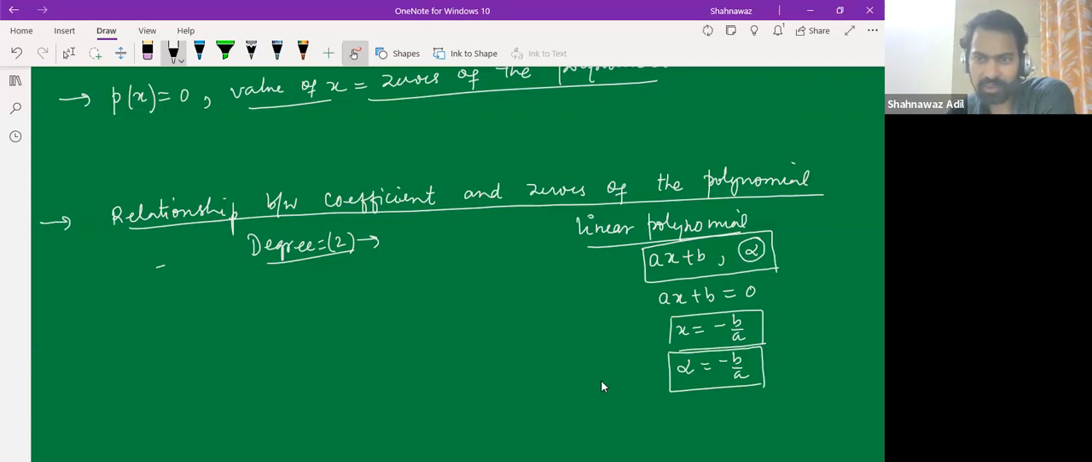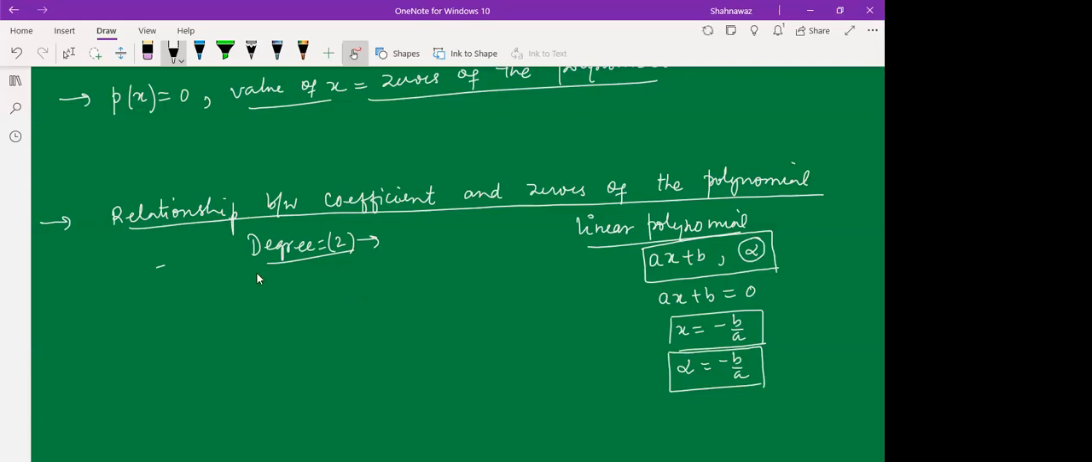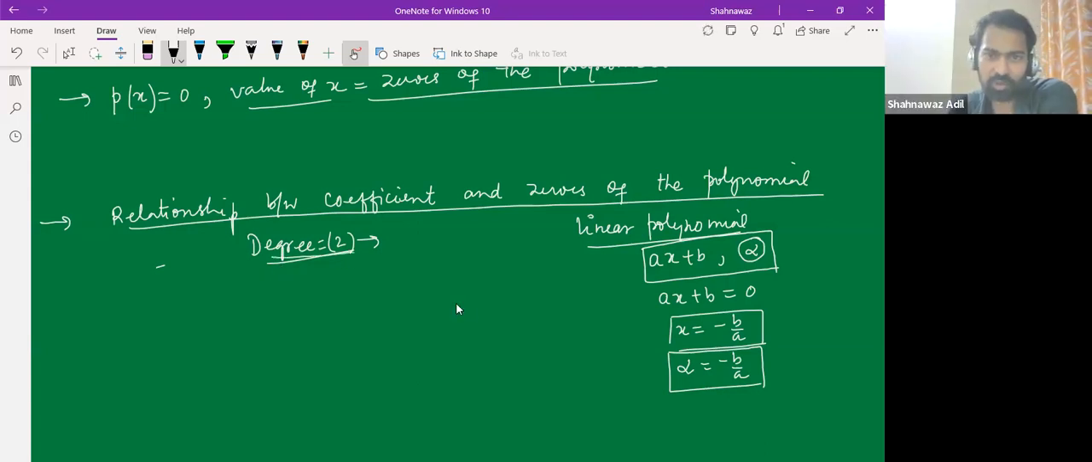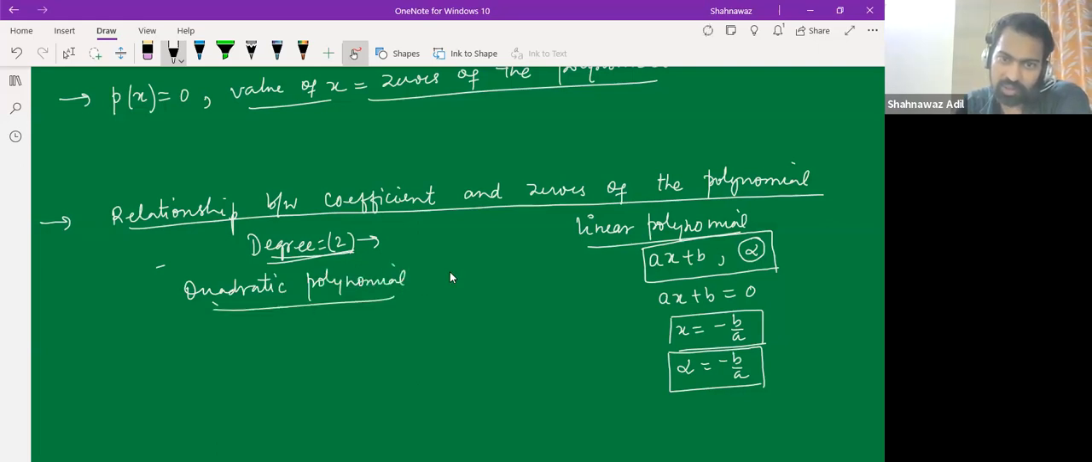Is this clear to you guys? Yes, sir. But for the case of degree 2 polynomial, the quadratic polynomial, we will have two zeros. So a quadratic polynomial has two zeros, which are alpha and beta. Okay. And now we can talk about the relationship. So who got this guy?